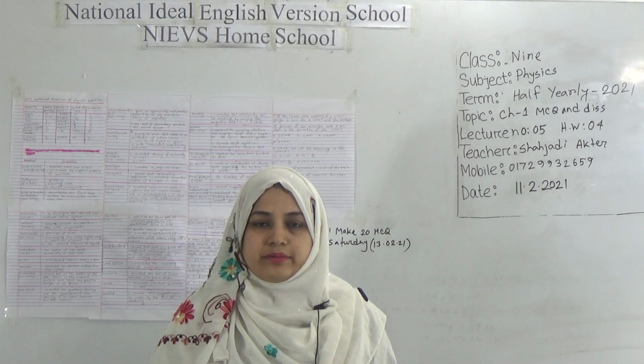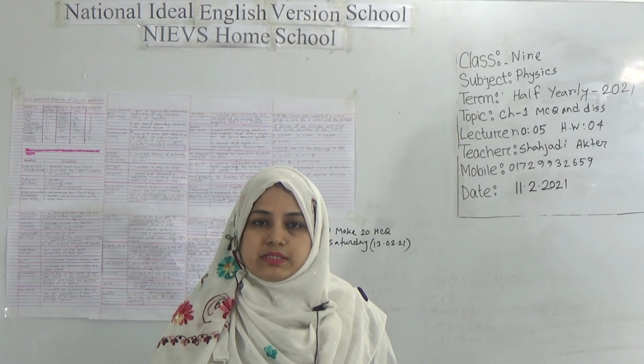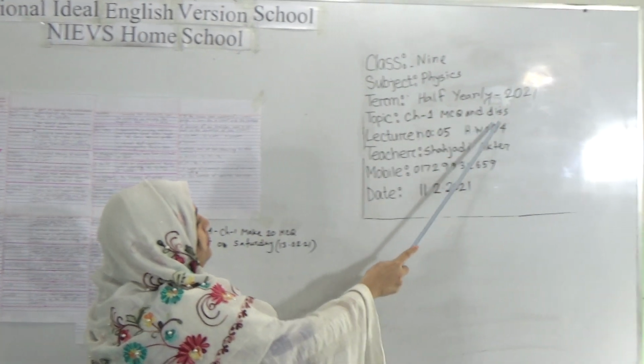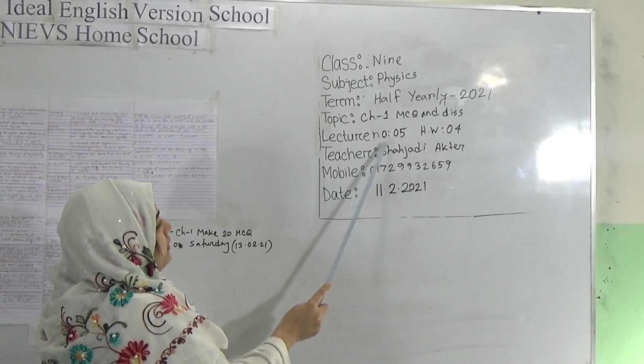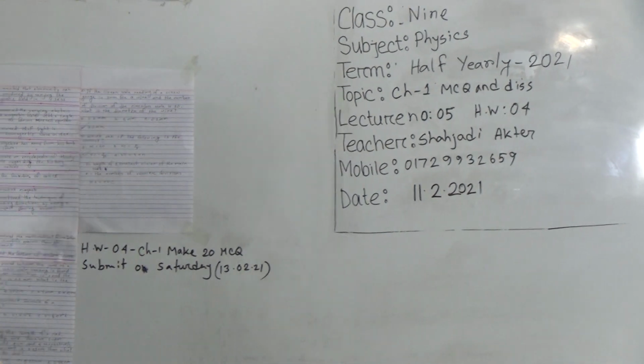This is Shahjadi Akter, Assistant Teacher of Science of National Ideal English Version School Day Shift. Today I am going to take a physics class for class 9 students. My dear students, our today's topic is chapter 1 MCQ and discussion, and today's lecture number is 5 and SW number is 4. My dear students, let's start our class.